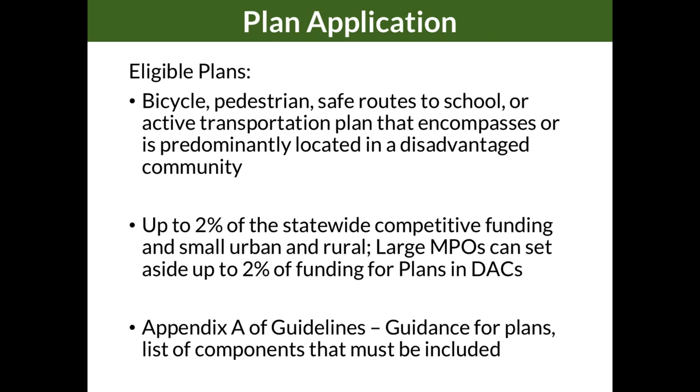So the first thing we want to talk to you about is the plan application. This is really for the development of a community-wide bicycle, pedestrian, safe routes to school, or active transportation plan, and it's going to be predominantly based in a disadvantaged community. Up to 2% of statewide competitive funding and small urban rural funding is dedicated to plans, and the large MPOs can also set aside up to 2% of the funding.